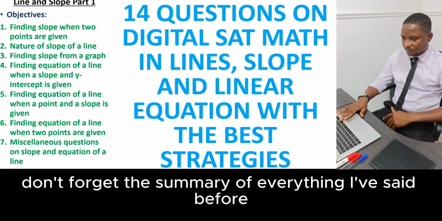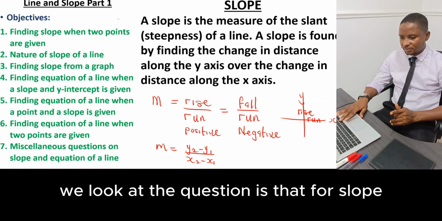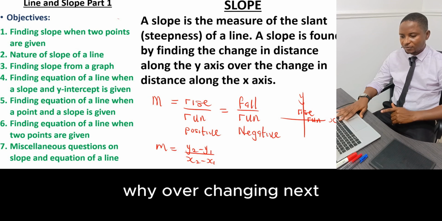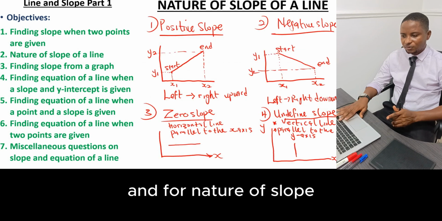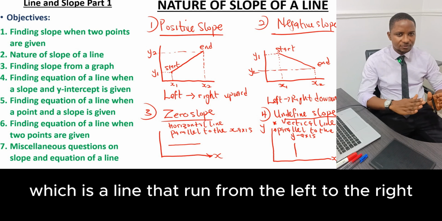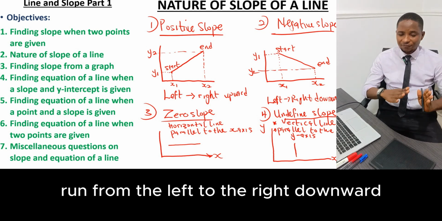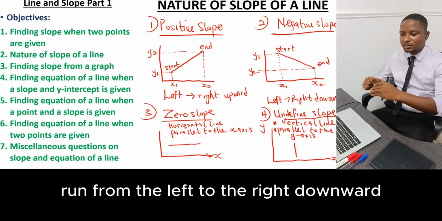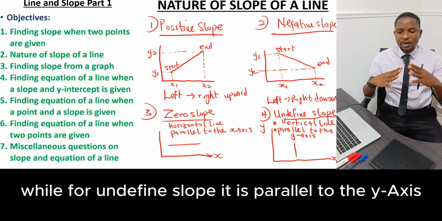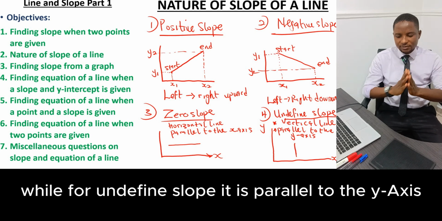Don't forget, the summary of everything I've said before we look at the question is that slope is rise over run, which is change in y over change in x. For nature of slope, positive is a line that runs from left to right, upward. Negative is a line that runs from left to right, but downward. Zero slope is parallel to the x-axis, while undefined slope is parallel to the y-axis.